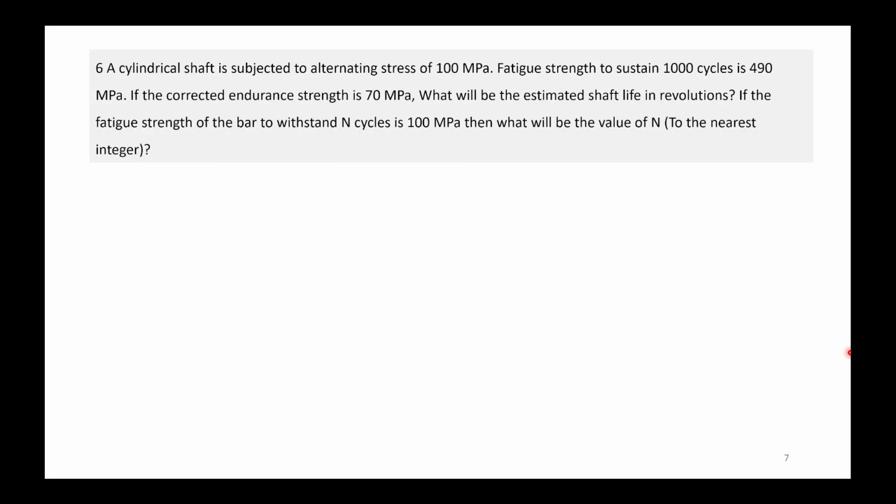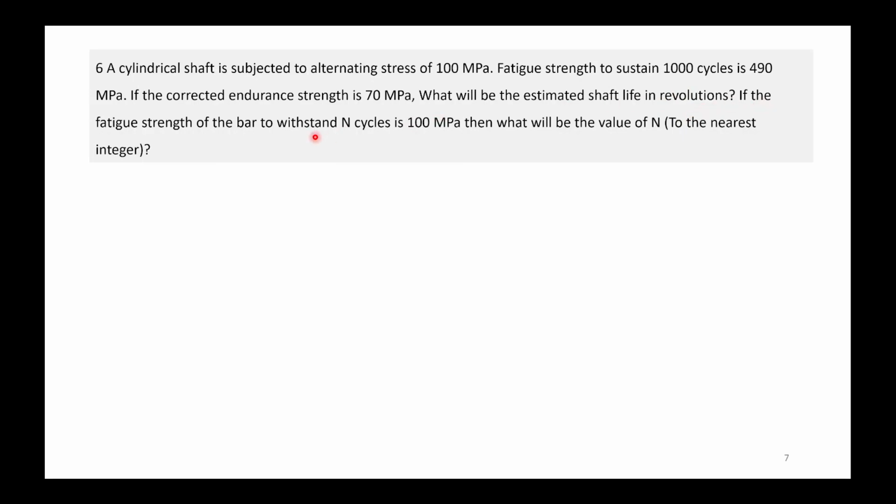Now the sixth question is a numerical. A cylindrical shaft is subjected to an alternating stress of 100 MPa, and the fatigue strength to sustain 1000 cycles is 490 MPa. If the corrected endurance strength is 70 MPa, what will be the estimated shaft life in revolutions? Revolutions means your number of cycles.